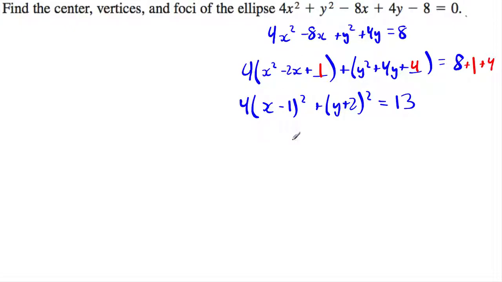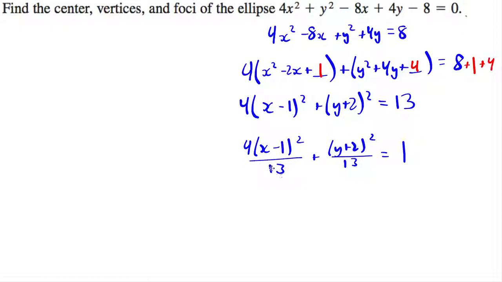Yeah, that's 13. Okay, so we're going to divide everything by 13. So we get 4 times (x minus 1) squared over 13 plus (y plus 2) squared over 13 equals 1. Now the issue here, and this is kind of why I was second guessing myself, was that we need to take this numerator. We can't have any coefficient in the numerator.